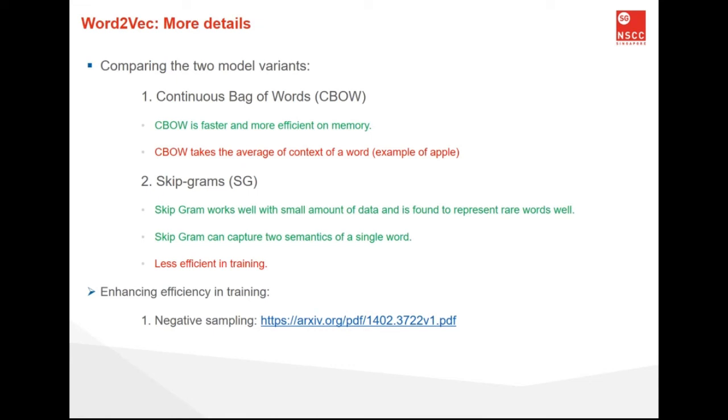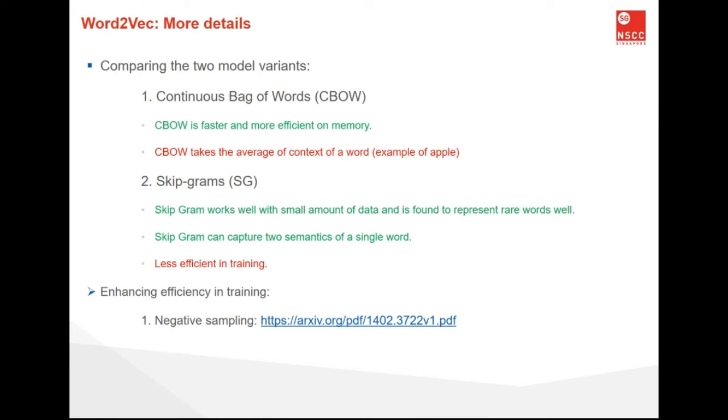When we compare the 2 model variants, the continuous bag-of-words model is faster and more efficient on memory, but the drawback is it takes the average of context of a word. For example, the word apple. It can be a fruit, or it can also be a company name, but the CBOW model cannot distinguish that.